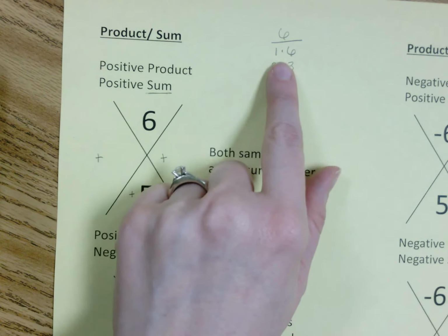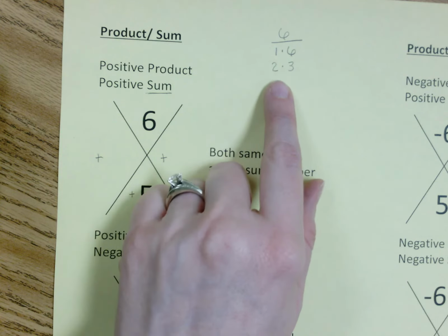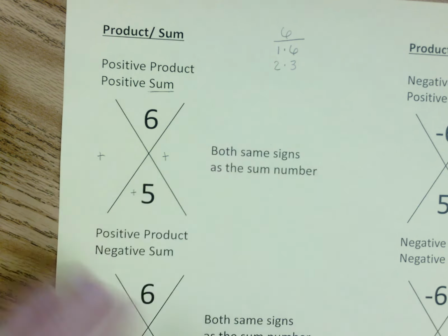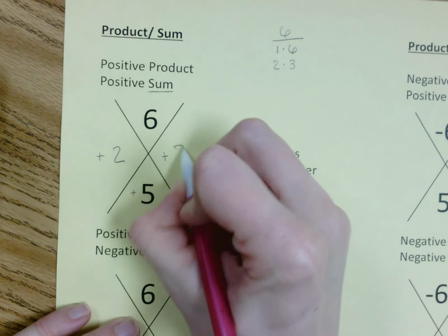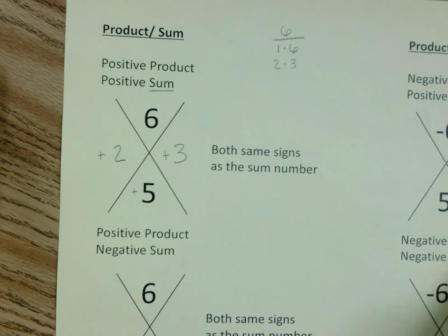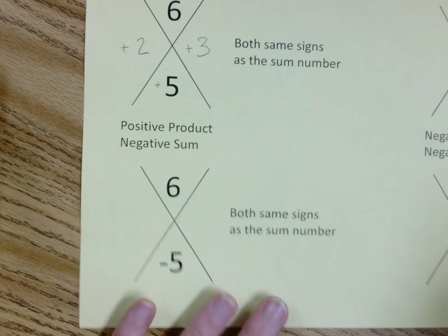So when we look at this, 1 plus 6 is 7, and 2 plus 3 is 5. So we're going to use a positive 2 and a positive 3. Let's look at another positive sum.